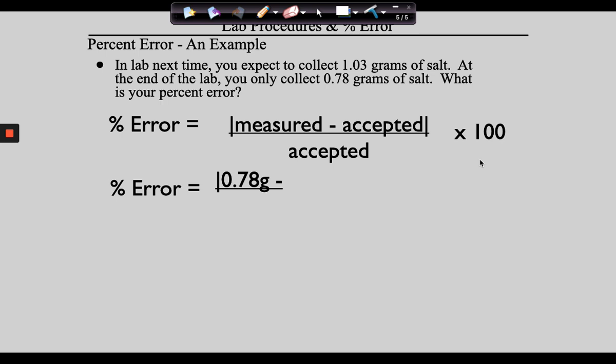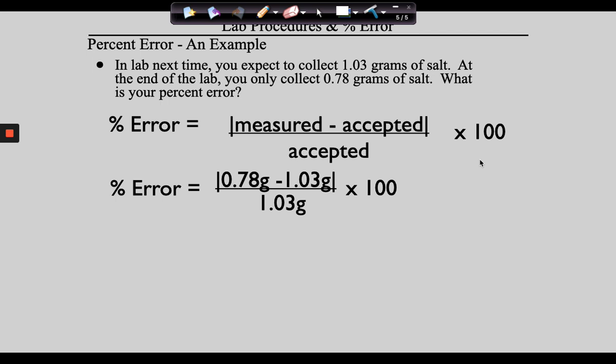Minus the amount that we wanted to get. Yeah, good. 1.03 grams, absolute value, then divided by 1.03 grams and times 100. So Zach, do you see now how we divided by 100 in that silly example, but what we divide by is the amount we should have got? Yeah.